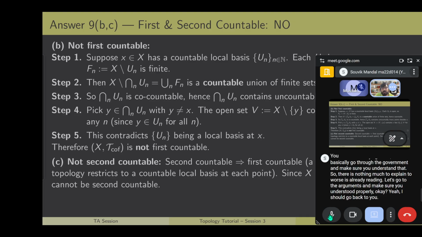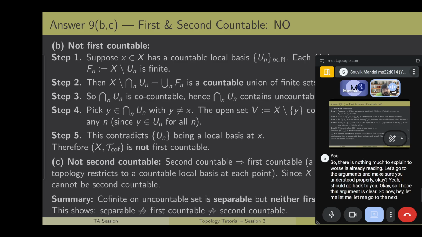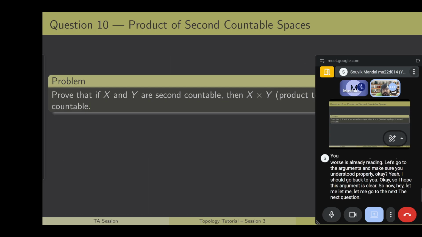Okay, so I hope this argument is clear. Now let me go to the next question. This question is about the product of second countable spaces: if X and Y are second countable, is the product second countable?